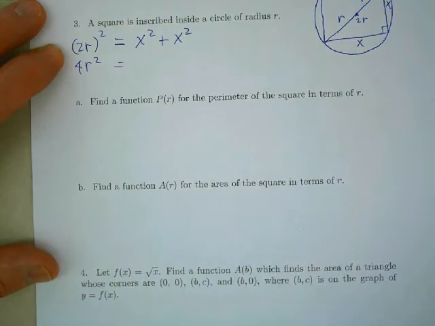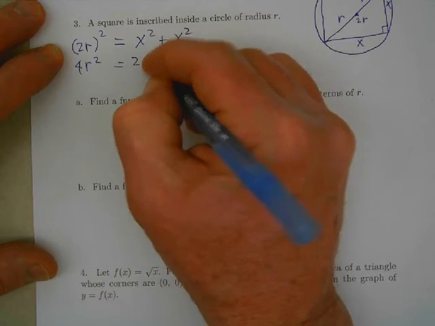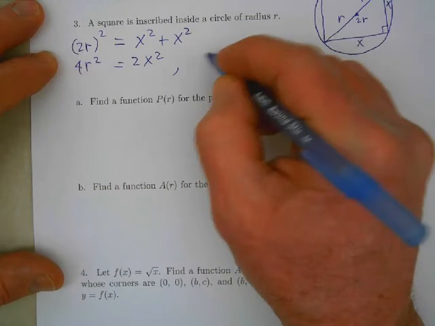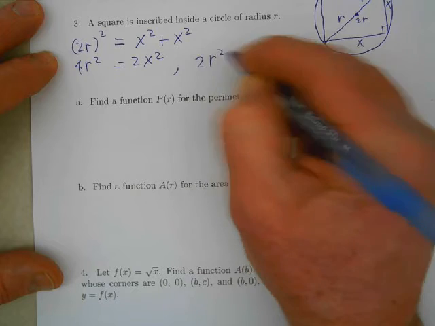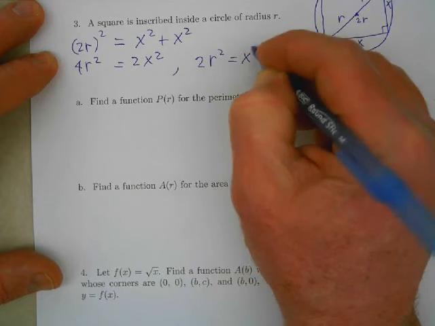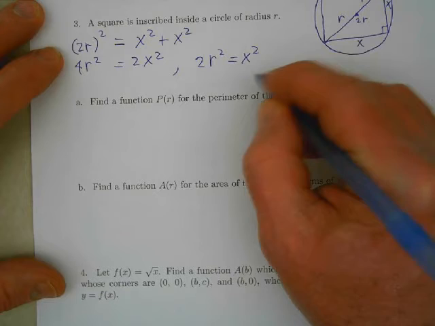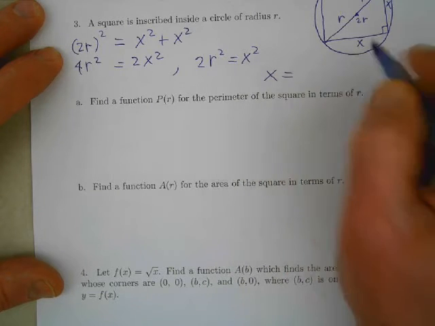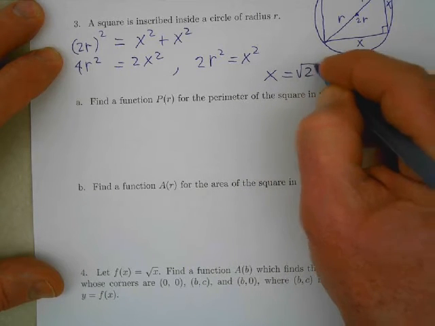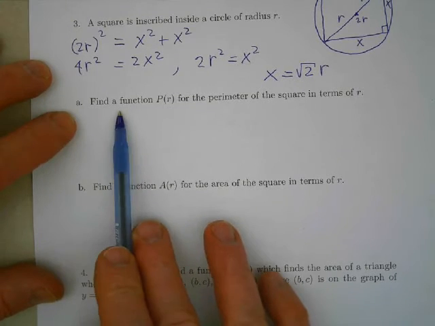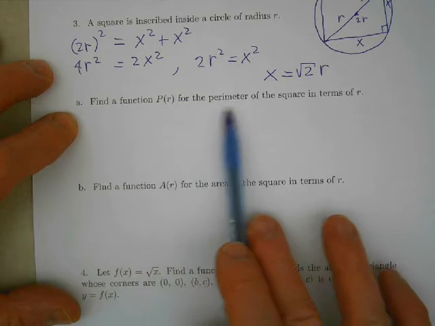So we have 4r squared equals 2x squared. Divide both sides by 2, we get 2r squared equals x squared. And then take the square root of both sides, so x in terms of r is the square root of 2 times r. Okay, in part A, find a function capital P of r for the perimeter of the square in terms of r.